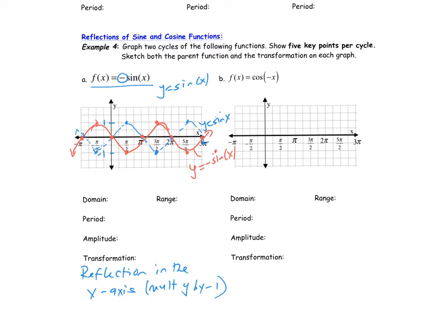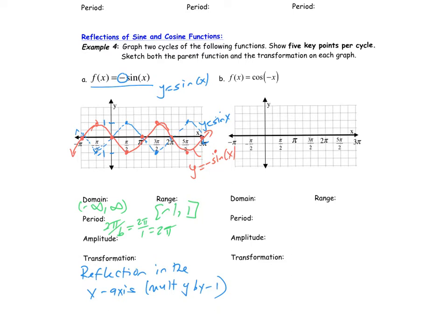The domain of y equals negative sine x is all real numbers, negative infinity to infinity. The range are all y values, so the range is going from negative 1 to positive 1. We haven't changed that with just a reflection over the x-axis. The period is always, for any sine or cosine function, 2 pi over b. In this case, b is 1. We're going to take just positive 1. So 2 pi over 1 is 2 pi. We have not changed the period of this function.